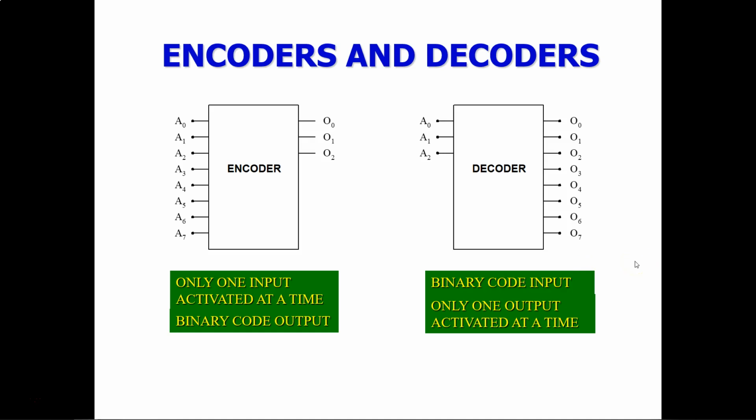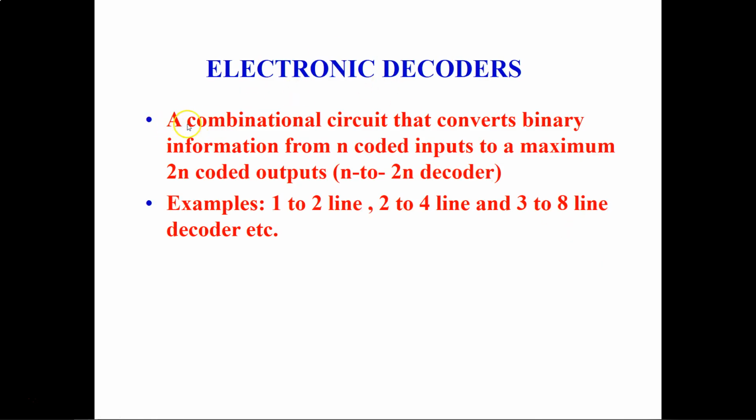Now we're going to start with the decoders. So let's read the definition of decoders here. A combinational circuit that converts binary information from n coded inputs to a maximum of 2^n coded outputs. So it is an n to 2^n decoder, and examples are 1 to 2 line decoders, 2 to 4 line decoders, 3 to 8 line decoders, and so on.